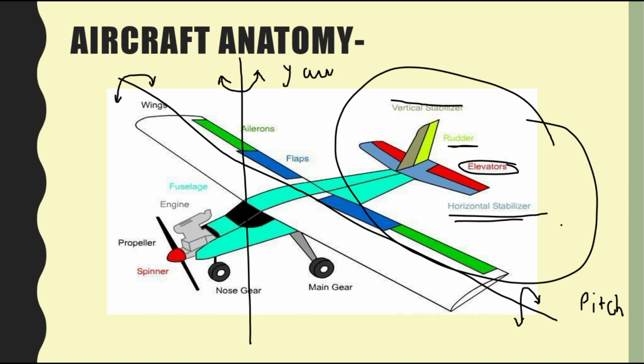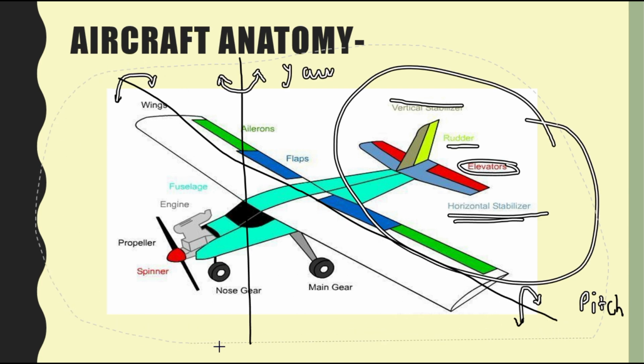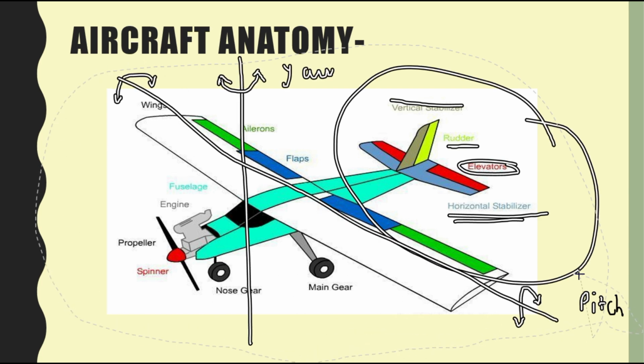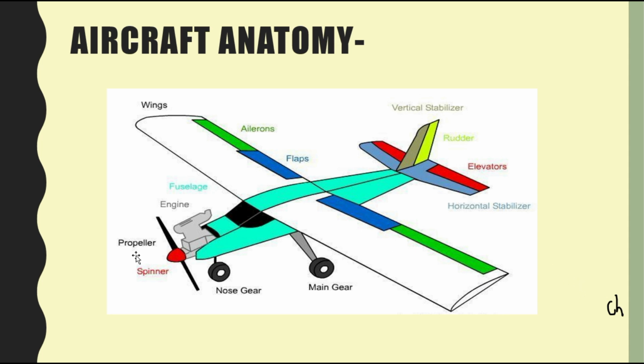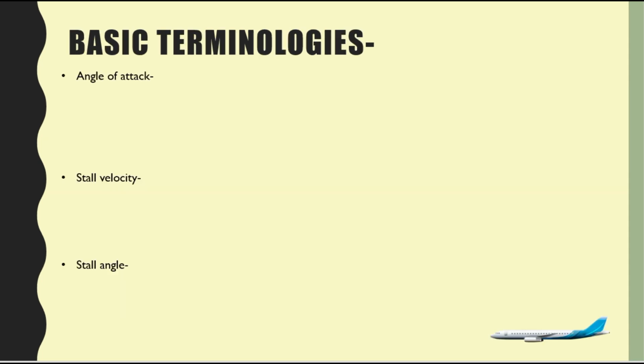Okay, so these are some important parts of the aircraft, and they play an important role during the maneuvering of the aircraft as well as the total flight of the aircraft. Now, after this anatomy, I would like you to proceed with some basic terminologies that we are going to be using throughout the lecture. So before that, let's have a look at them. There are around 8 terminologies that we are going to use very often. So I would like to explain them to you.